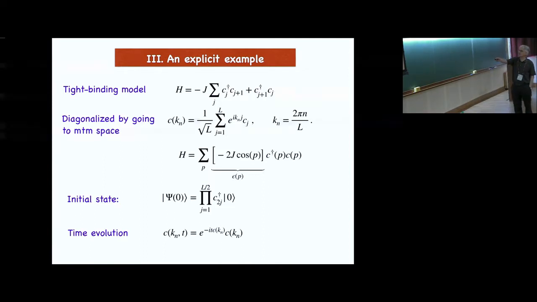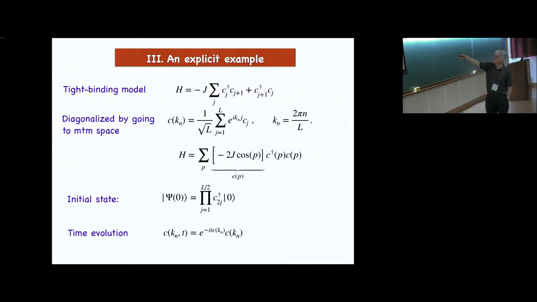So here's the explicit example. It's a tight binding model. It's just spinless fermions hopping along a one-dimensional ring. All right. Couldn't be any easier than this. Now this model is integrable. It's exactly solvable, and so we can look at what happens in quantum quenches in exquisite detail. So how do you diagonalize the Hamiltonian? Well, you just go to momentum space. You define creation and annihilation operators in momentum space by Fourier transform. And I put periodic boundary conditions, which quantizes my momenta. The allowed values of momenta are 2 pi n over L, where n are all integers between 1 and L.